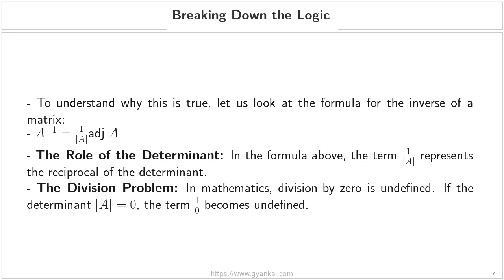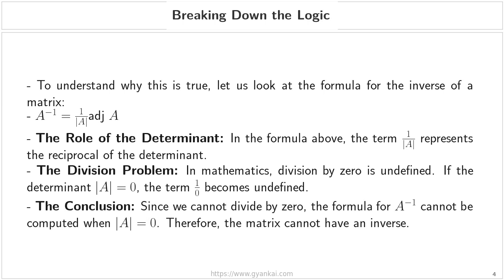This brings us to a fundamental division problem that we've encountered since primary school. In mathematics, division by 0 is undefined. So, if the determinant of A is equal to 0, then the term 1 over 0 becomes mathematically undefined. Therefore, we reach a clear conclusion.